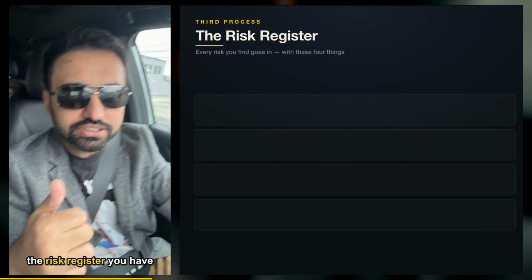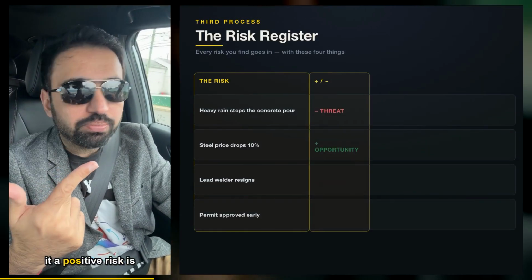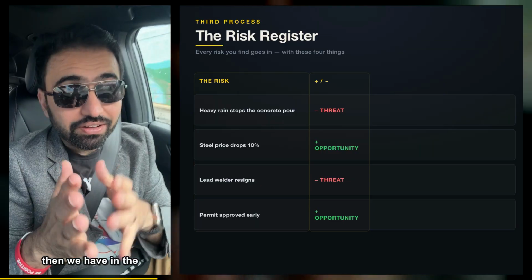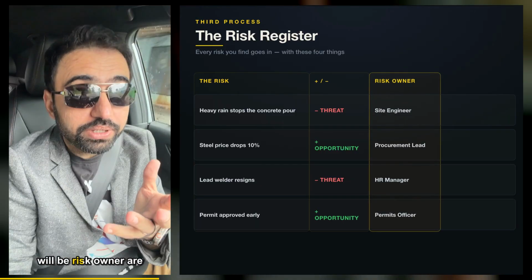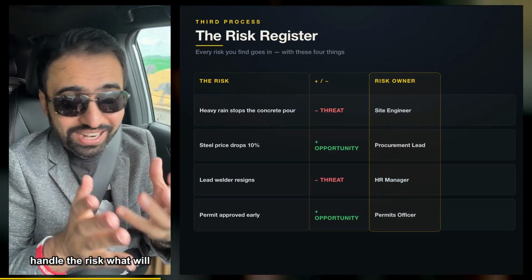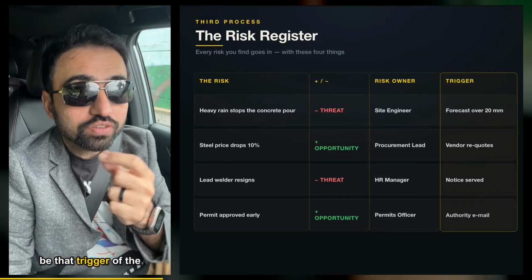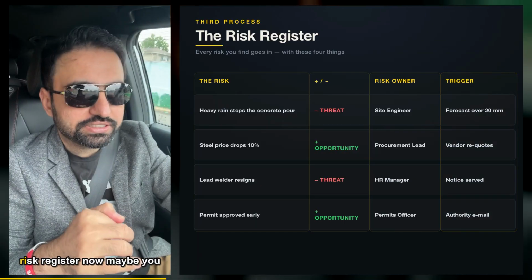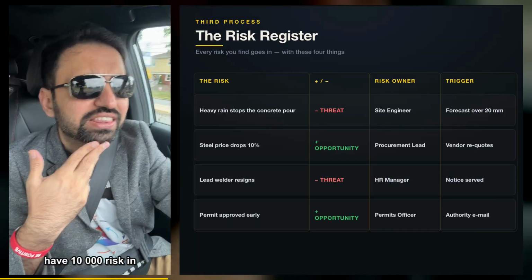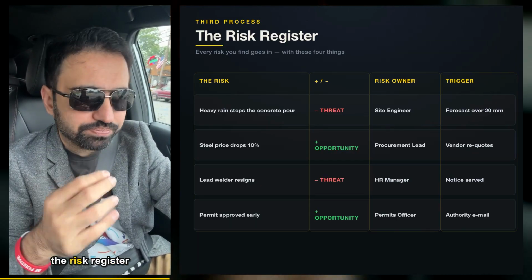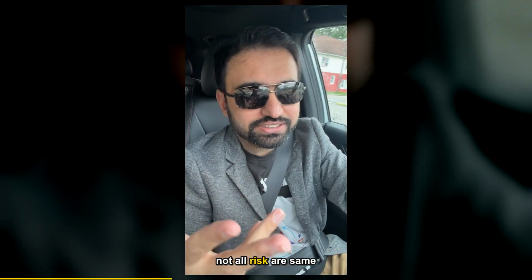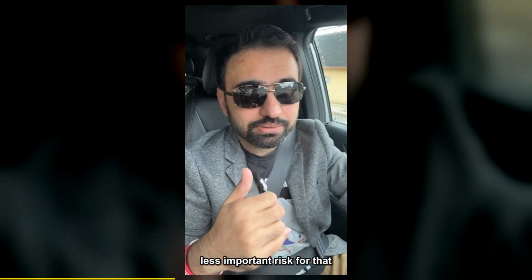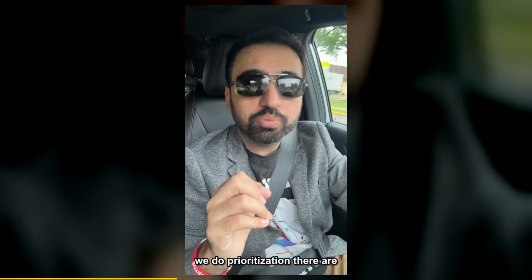Now, in the risk register, you have what the risk is, whether it is a positive risk or a negative risk. Then we have who the risk owner will be. Risk owners are the persons who are going to handle the risk. We also record the trigger of the risk, an event that happens before the risk. So we have risks in the risk register. Now, maybe you have 10,000 risks in the risk register. Not all risks are the same. We need to identify the most important and less important risks. For that, we do prioritization.